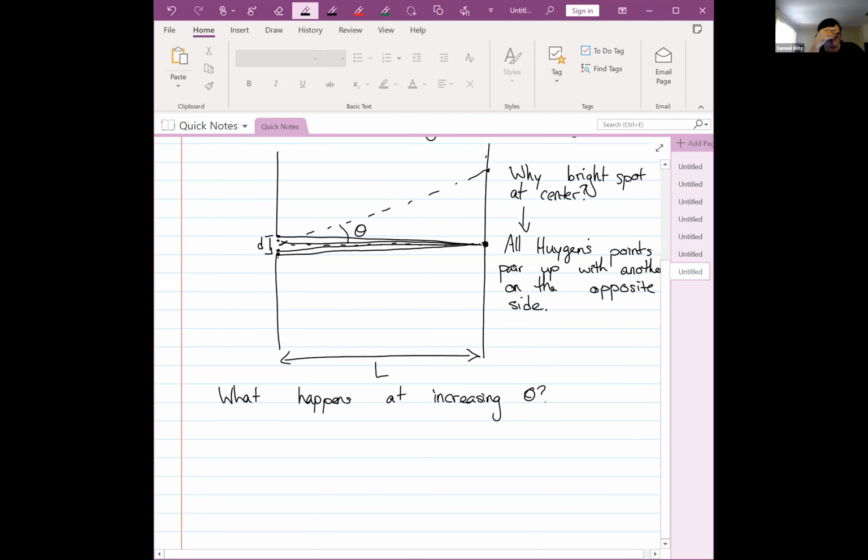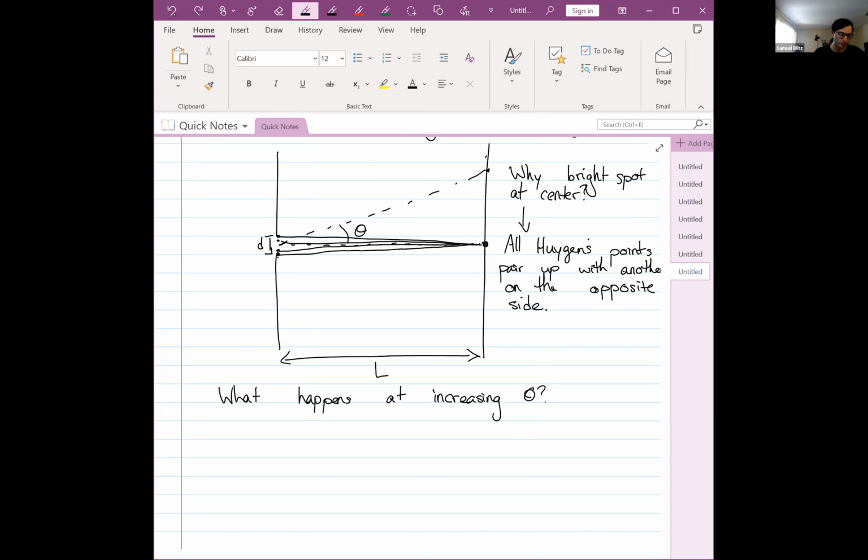So eventually there will be a bright spot in the middle, and eventually we will reach an angle so that each Huygens point on one side of the center line has a mate on the other side of the center line whose path length is longer, right? Because as we angle up, the Huygens points up top are going to travel less far to get to that point than the Huygens point below.